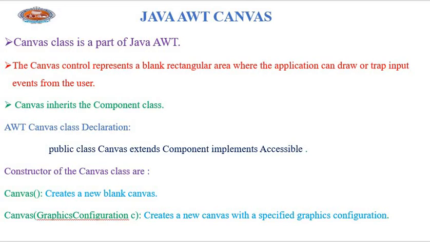Canvas() creates a new blank canvas. Canvas(GraphicsConfiguration c) creates a new canvas with a specified graphics configuration.